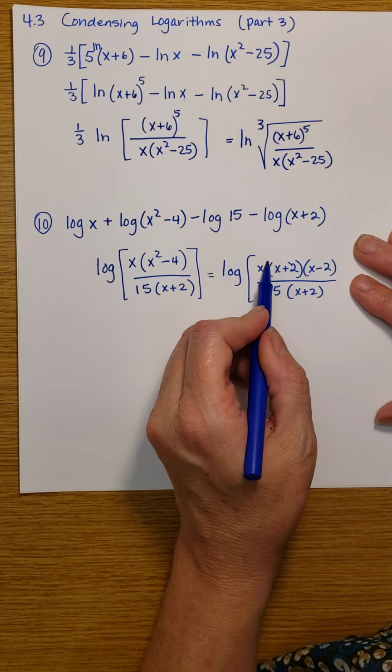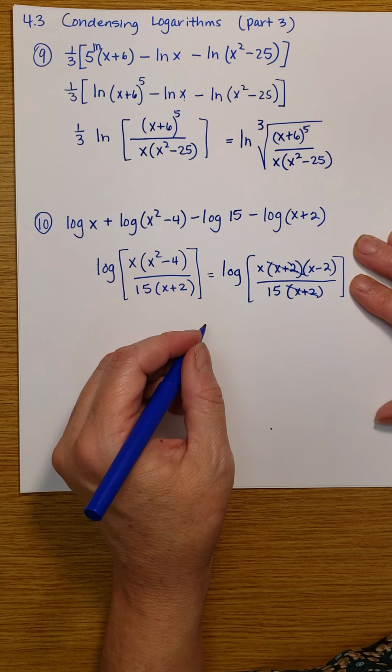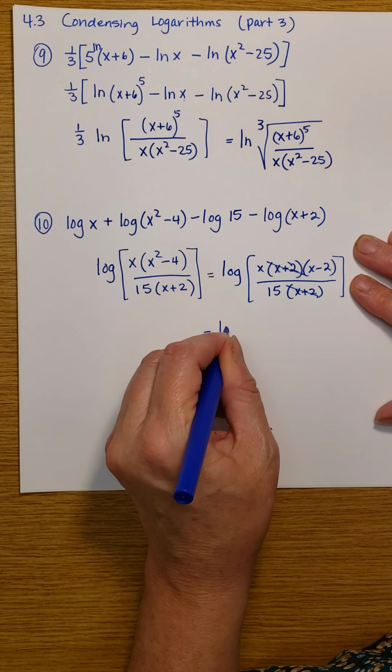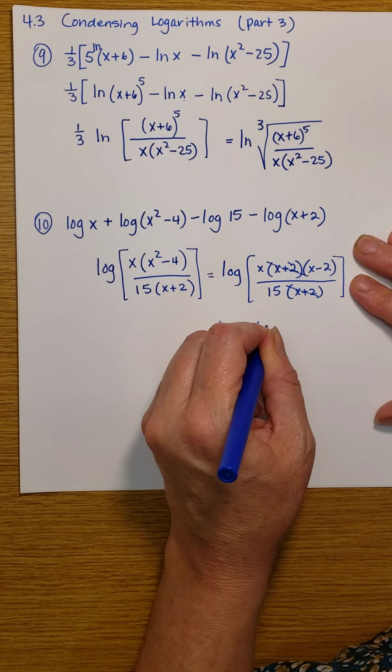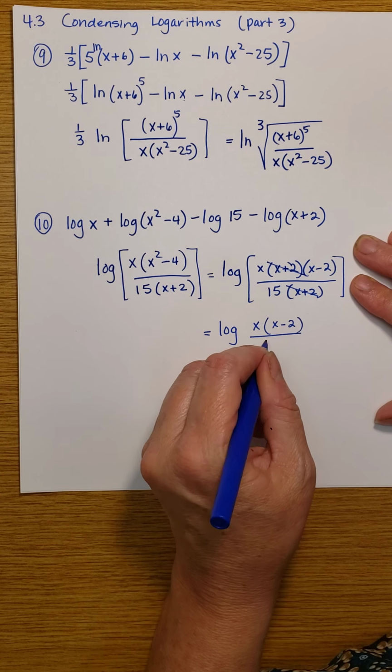So we can go ahead and cancel these common factors here. And that simplifies as the common log of x times x minus 2 divided by 15.